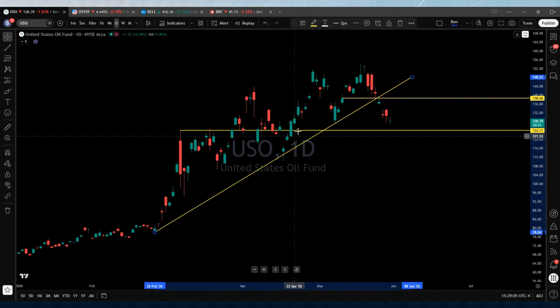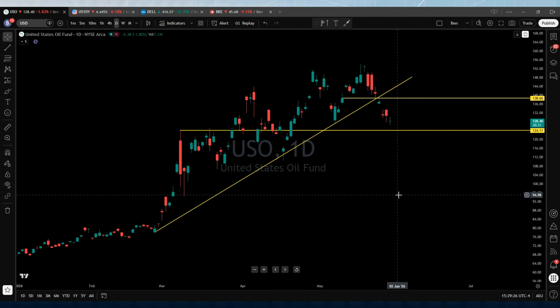You notice how it did test 3 times and then finally broke. This was actually the 4th hit of this trend line. There's about a 50% chance of a trend line breaking on the 4th hit. In this situation, it actually broke through, never came back and retested it. And now we're going further to the downside. So USO is moving quite considerably lower.